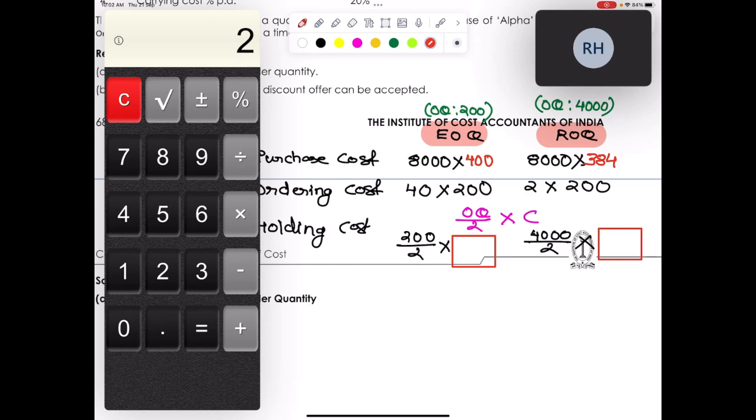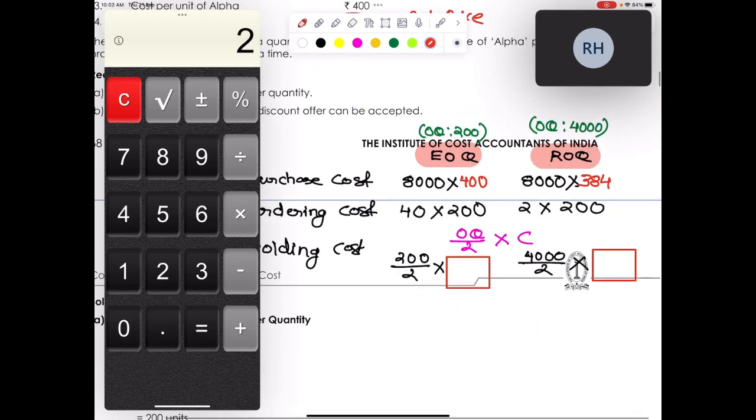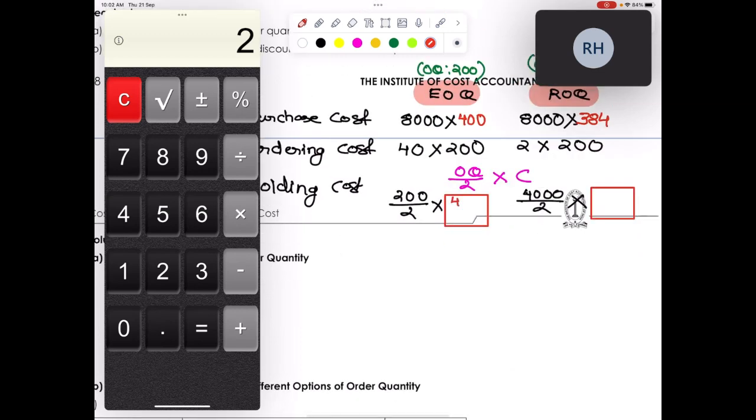Chalo, my dear friend, please listen very carefully. When the holding cost is 20%, no doubt about that, this 20% will be applied on the purchase price. If I order only 200 units, the purchase price applicable is 400. So here the holding cost per unit per annum will be 400 multiplied by 20%, that is 80 rupee. 80 rupee is my carrying cost per unit per annum.